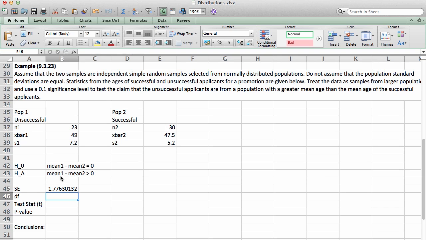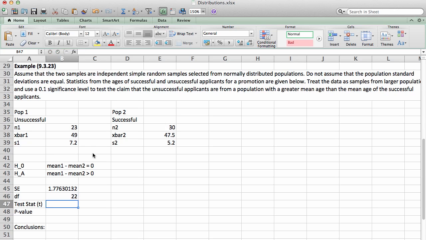The degrees of freedom, the convention we'll be using in this class is we look at the sample size minus 1 for both samples and choose the smaller of the two. So our first sample has size 23, so 23 minus 1 is 22. The second one has size 30, 30 minus 1 is 29. The smaller of those two is 22. So for the purposes of carrying out this hypothesis test, we're going to use a degree of freedom of 22.